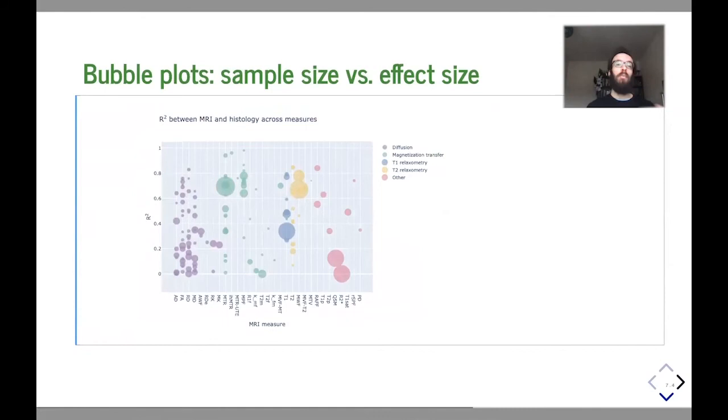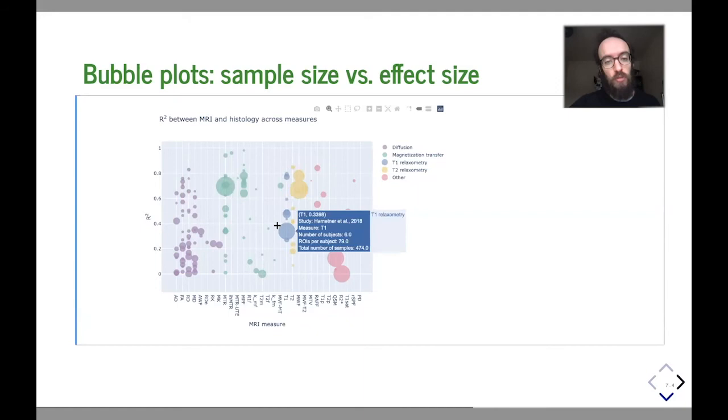Another way to look at this kind of pattern is a bubble plot, for example. And since it's an interactive figure, you can still retrieve the information for each paper when you hover over a specific bubble.